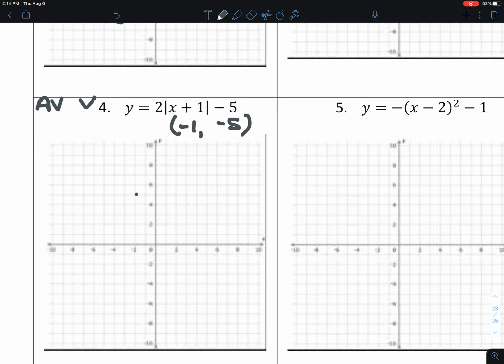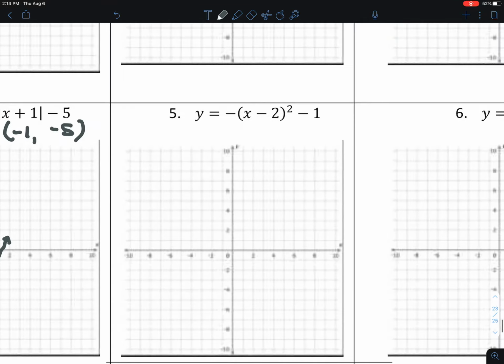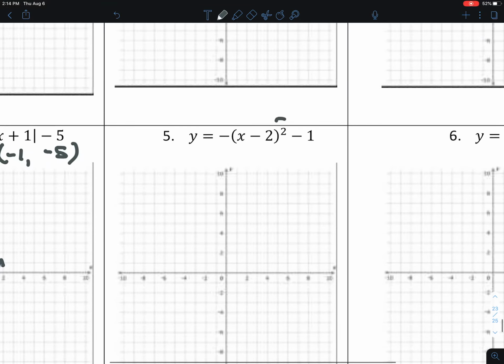Okie dokie. Let me make this bigger. All right, so let me start this again. I'm going to go to x is -1, y is -5. My slope is 2, so I go up 2 and over 1, up 2 over 1. So it's a little skinnier. I'm just going to sketch it from there.